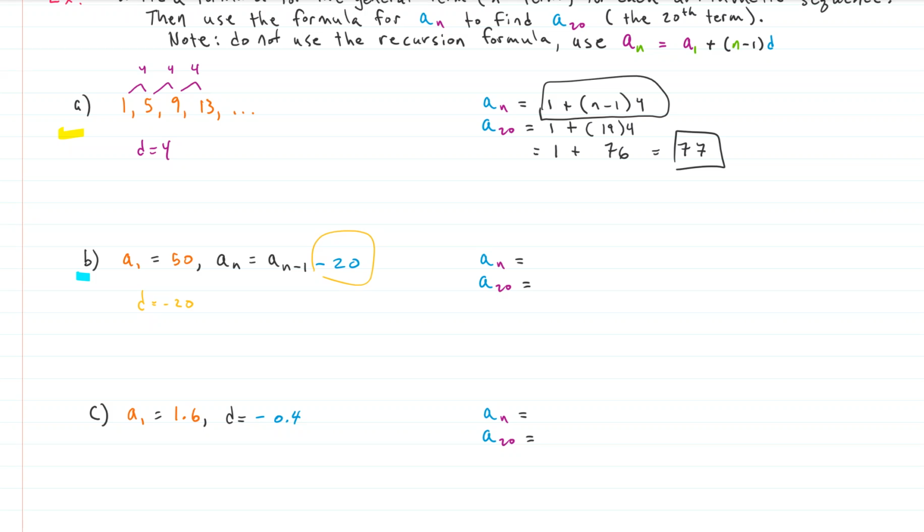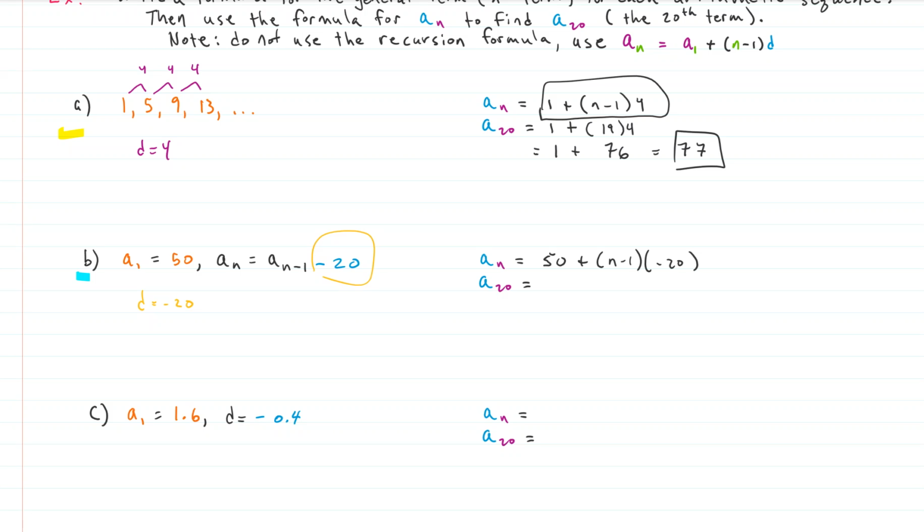Now we have the common difference. We have our first term. We can write down what we need. We have 1, whoops, the first term is not 1, the first term is 50. 50 plus n minus 1 times the common difference. So we have 50 plus n minus 1 times negative 20.